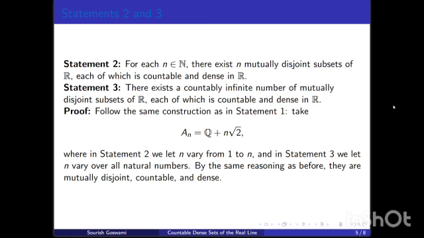Statements 2 and 3 are similar. Statement 2 asks for any finite family. Statement 3 asks for a countably infinite family. Follow the same construction as statement 1. Take A_n equal to Q plus n root 2. Remember, while proving statement 1, we did not use the value of n as 0, 1, 2 anywhere. So in statement 2, vary i from 1 to n; this is a typo on the slide, it must be i from 1 to n. And in statement 3, we let n vary over all natural numbers.